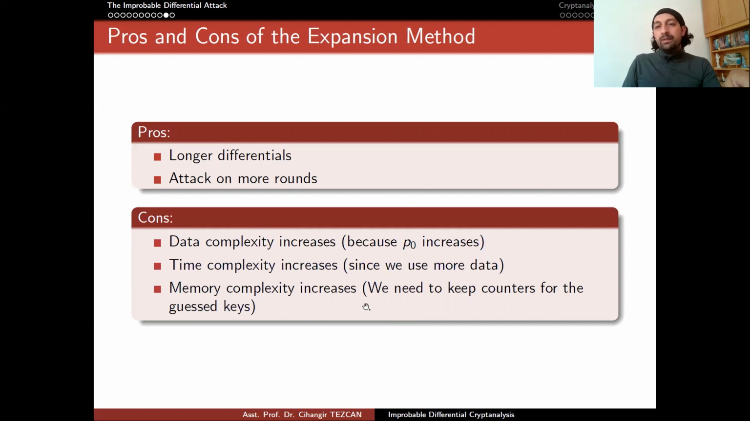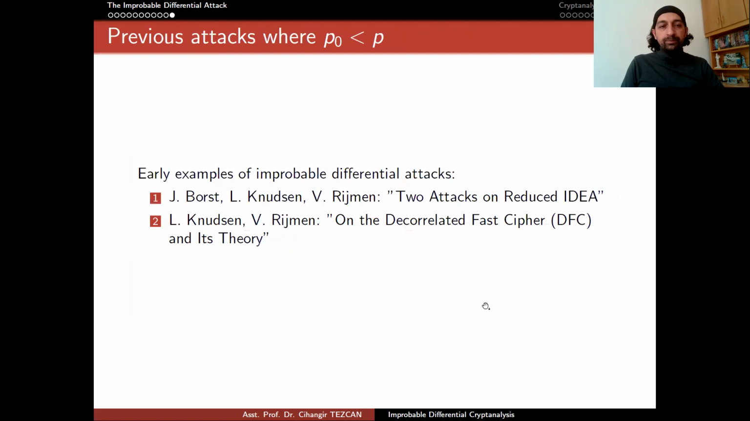But now, since it is not impossible, it is improbable, we really need to keep counters like we did in the differential cryptanalysis. The only difference now is that in the differential attacks, we kept counters for the candidate keys and claimed that the highest counter actually belongs to the correct key. So the exact opposite happens in this scenario. Now the lowest counter should be the correct key, but since we are keeping counters compared to the impossible differential attacks, now we have to use more memory.